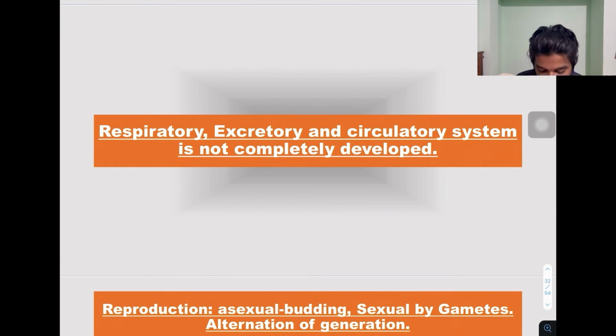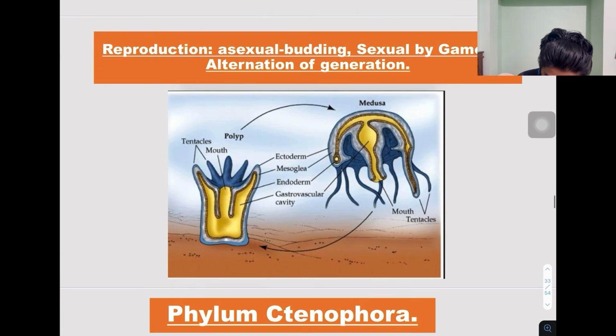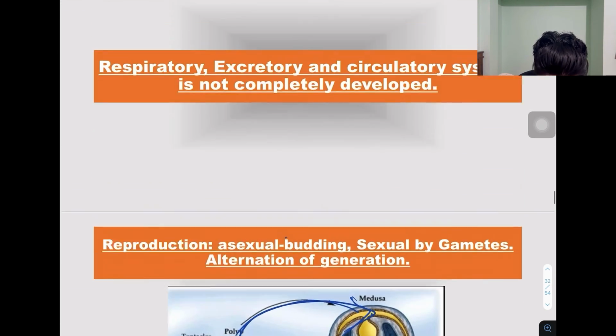Then reproduction takes place asexually and sexually also. One important thing is, in Coelenterata there is alternation of generation. Asexual reproduction gives rise to sexual reproduction, and sexual reproduction undergoes asexual reproduction. See here, there is alternation of generation. Polyp and medusa. Polyp undergoes asexual reproduction and gives medusa. Medusa undergoes sexual reproduction and gives polyp. The polyp is always attached to the substratum, whereas the medusa is always free living and swimming. These are the common characters of phylum Coelenterata.